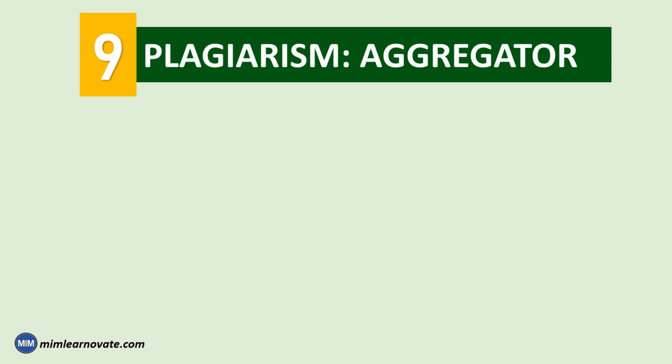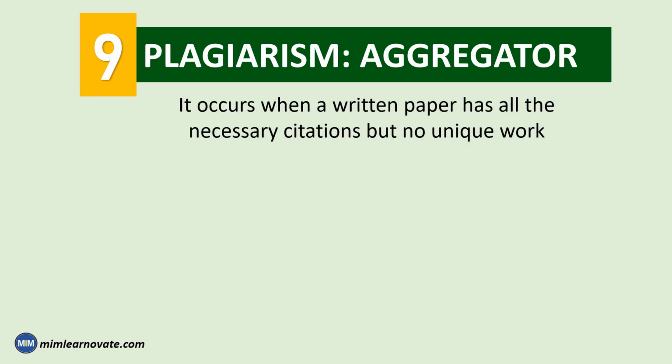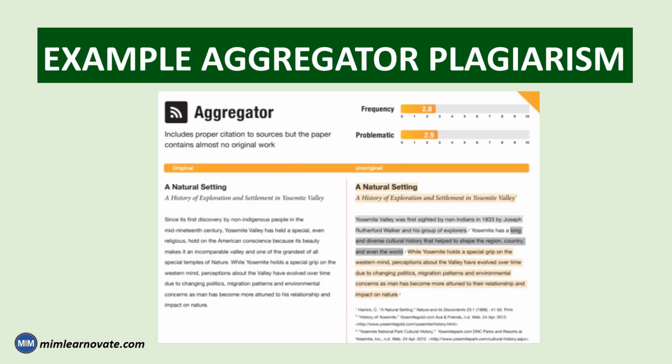What is aggregator plagiarism? This type of plagiarism occurs when a written paper has all the necessary citations but no unique work. Example of aggregator plagiarism.